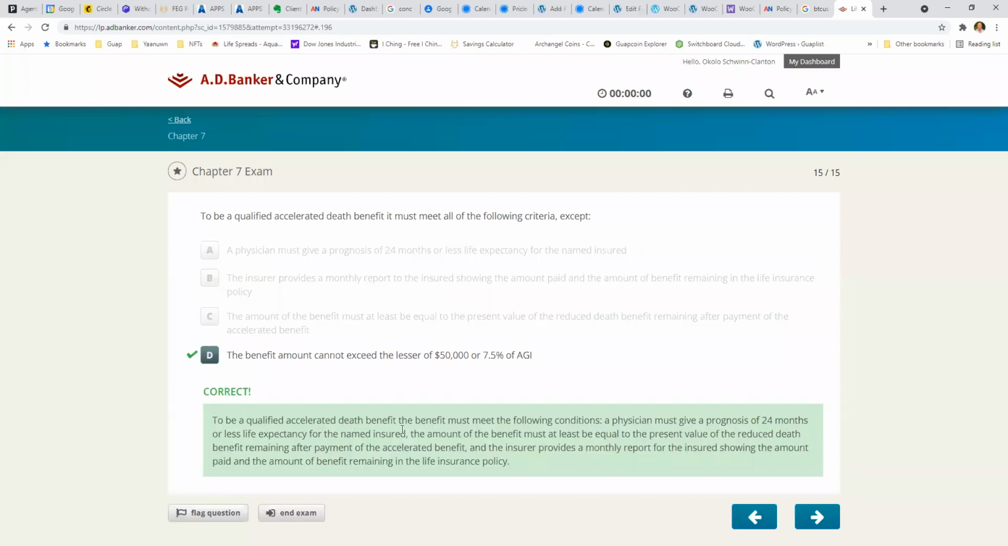To be a qualified accelerated death benefit, the benefit must meet the following conditions. A physician must give a prognosis of 24 months or less life expectancy for the named insured. The amount of the benefit must at least be equal to the present value of the reduced death benefit remaining after payment of the accelerated benefit, and the insurer provides a monthly report for the insured showing the amount paid and the amount of benefit remaining in the life insurance policy.